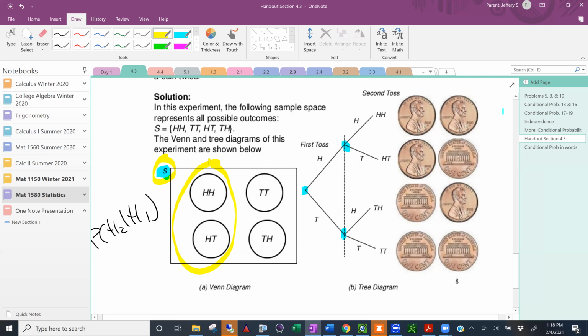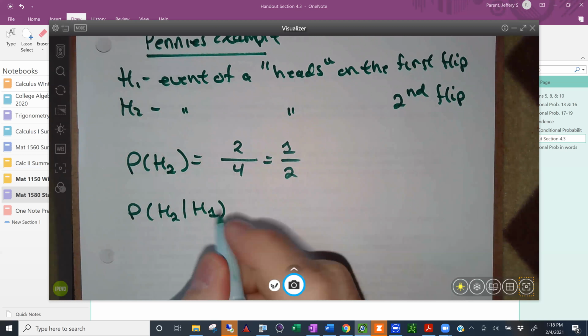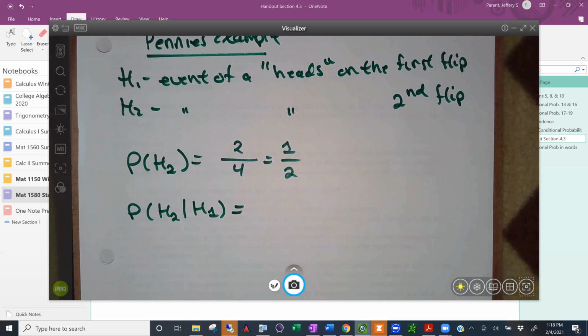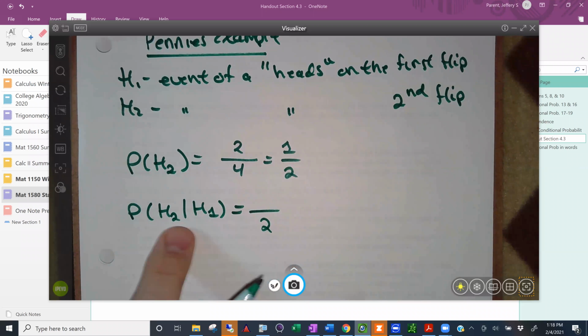These are both the events that show a head on the first flip. So that yellow circle represents our new sample space. So there's 2 things that can happen. Of those 2 things that can happen, how many ways are there to get a head on that second flip?